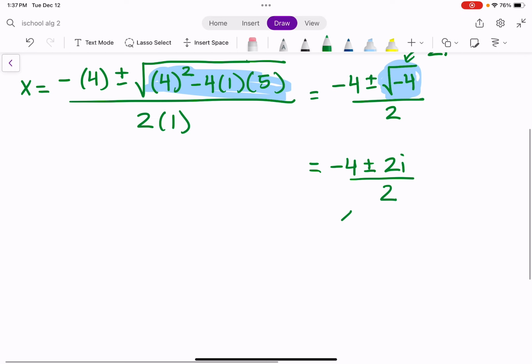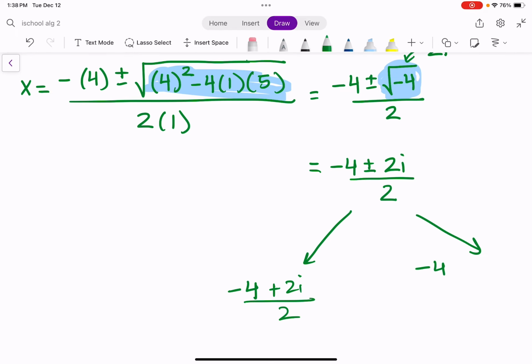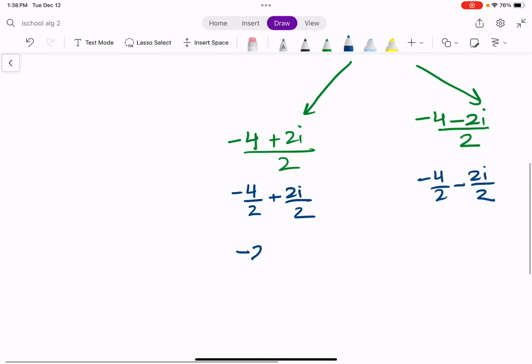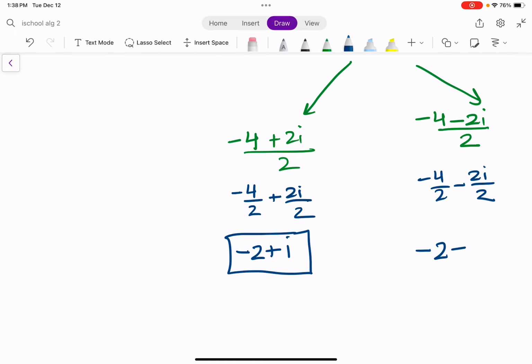Now remember, this is actually two different solutions. We have negative 4 plus 2i over 2, and we have negative 4 minus 2i over 2, okay? So what I can actually do from here is simplify this, because this is the same thing as dividing the numerator by 2, right? So my two answers are going to be negative 2 plus i, that's one of them, and then negative 2 minus i, that's the second one, okay? So these right here are my two solutions.